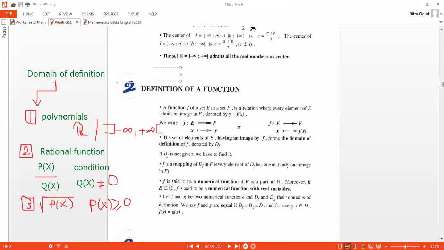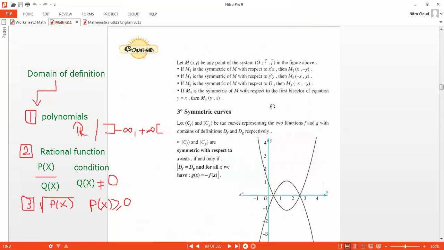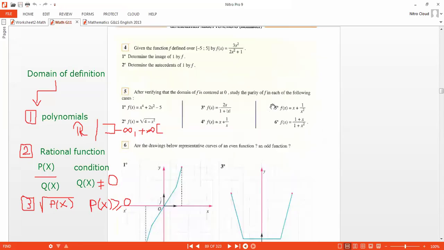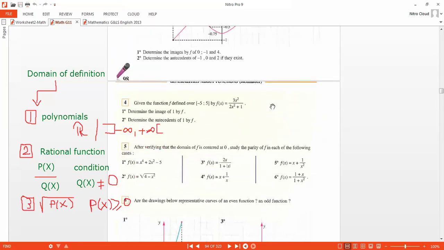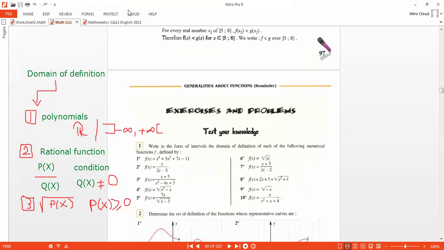Let me take the example that we have solved in class, which is example 1, exercise 1 in the book. You are asked to find the domain of definition of the following functions. Okay, look at the first one. The first one we have f of x equals x to the power 4 plus 5x cubed plus 7x minus 11. This is a polynomial function. Then the domain of definition of this function is R. What's the meaning of R? Directly it's R or minus infinity plus infinity.